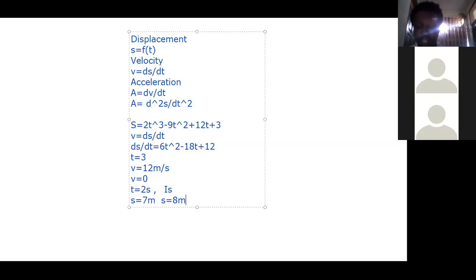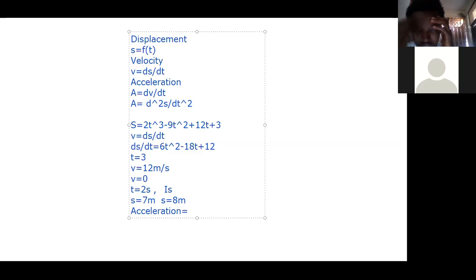So we're done for the second question. Then the third question says that we should find the acceleration. Acceleration, when t is equal to 2. What should we do? What are you going to get?